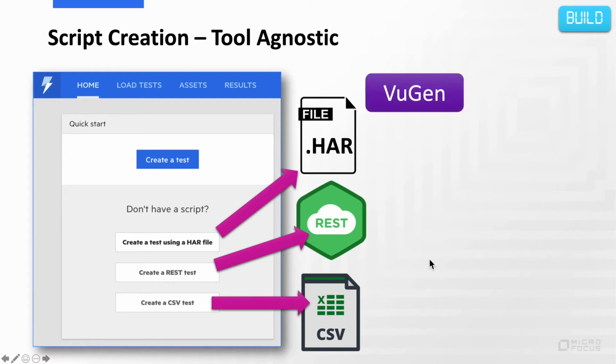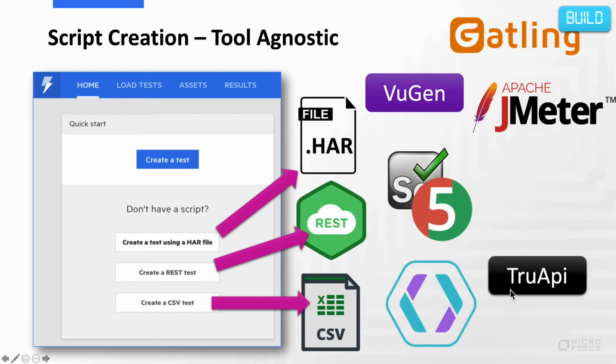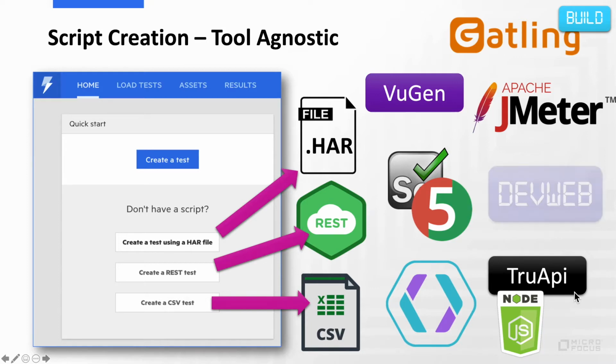It also has the capability to accept other common open source formats like VuGen, Gatling, or JMeter. Selenium with JUnit is supported, as well as MicroFocus UFT scripts. You might even use, if you're familiar with Node.js, we have a library called TrueAPI that allows Node developers to develop their own code. But what we're going to be using in today's video is something called DevWeb, which is a series of utilities and plugins directly to the developer's IDE that allows them to use standard JavaScript to develop performance scripts.